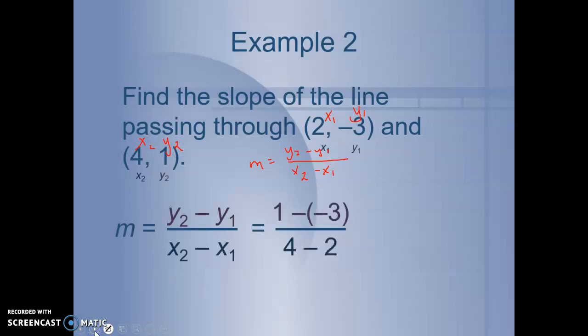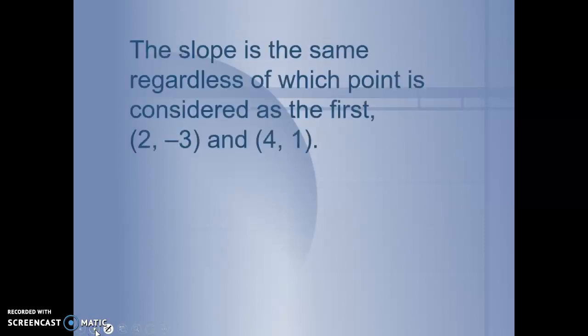So y2, I'm going to use 1, and y1 is -3. Notice I am using parentheses here to protect my negative with that -3. My x2 was 4, and my x1 was 2, so 4 minus 2. Then we go ahead and simplify that. 1 minus -3 is 4, 4 minus 2 is 2, and when we simplify again, 4 divided by 2 is just 2. So our slope in that equation for that line was actually 2.